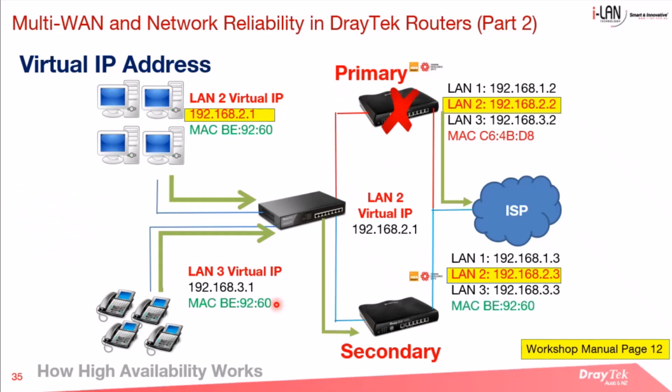When the primary router goes offline, the secondary router takes over. All traffic is routed to the secondary router. The virtual IP address remains the same, but the MAC address is updated to match the MAC address of the secondary router, which is the BE9260. This is the MAC address of the secondary, because the C6B4BD8 is already offline. So all the virtual IP addresses will update their MAC address. That's how it works, and then all traffic goes to the secondary.